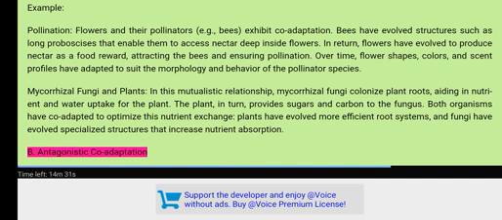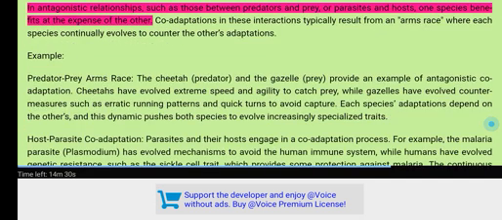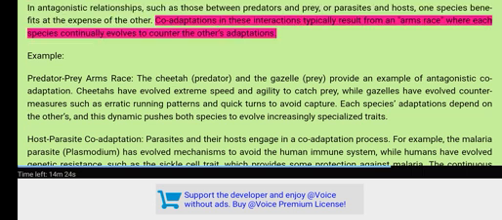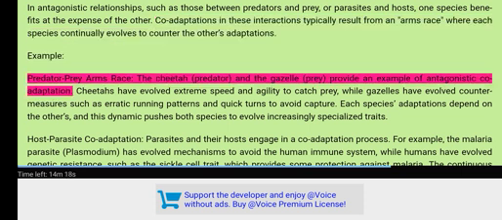B. Antagonistic co-adaptation. In antagonistic relationships, such as those between predators and prey, or parasites and hosts, one species benefits at the expense of the other. Co-adaptations in these interactions typically result from an arms race, where each species continually evolves to counter the other's adaptations. Example. Predator-prey arms race. The cheetah-predator and the gazelle-prey provide an example of antagonistic co-adaptation.